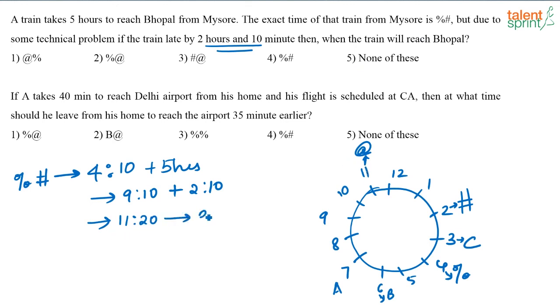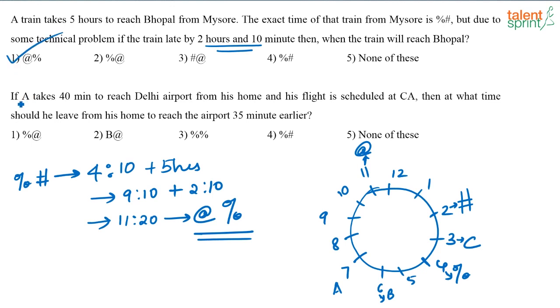So 11 means at the rate of, now 20 minutes means the hand of the clock is at 4. So at the rate of and percentage. That should be the time. Option 1. Again a very easy set.